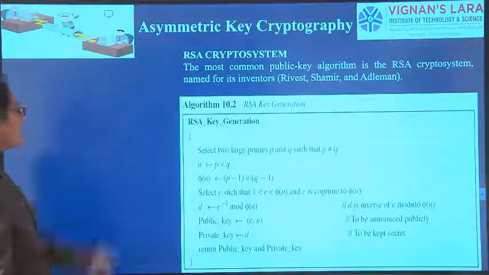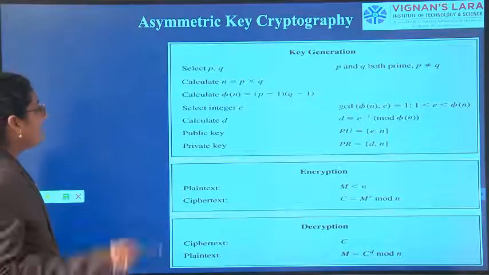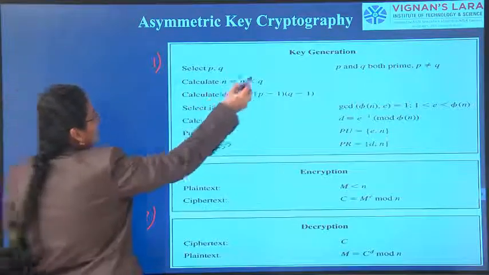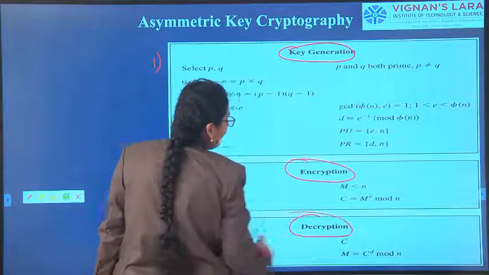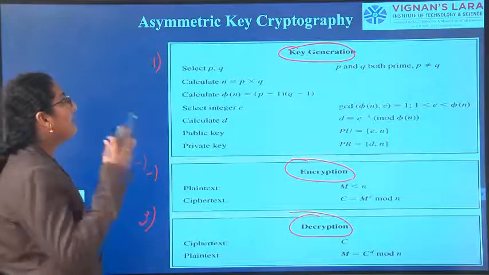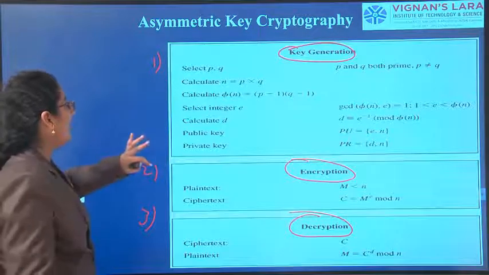This is the RSA algorithm. So let us see step by step. We have 3 steps in RSA algorithm. First step is key generation. Second step is encryption. Third step is decryption. Key generation you already have seen.